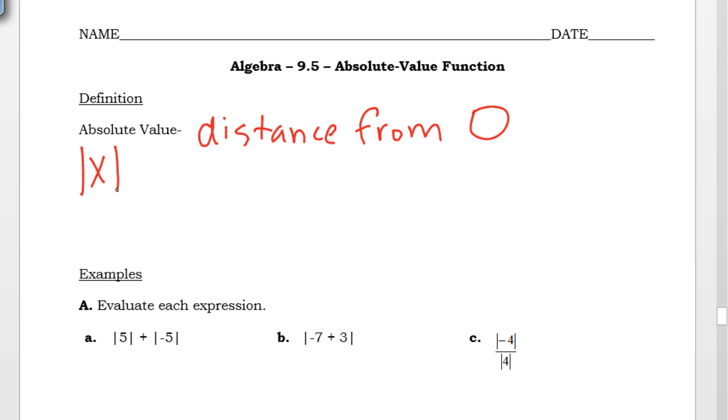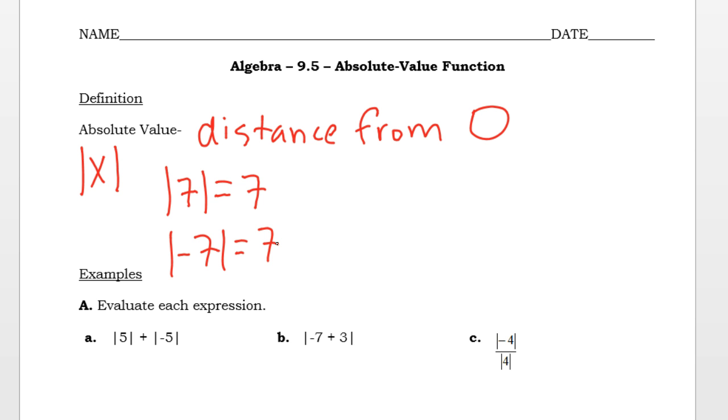If I asked you how far is 7 from 0, you would tell me that 7 is 7 units from 0. But if I asked you how far is negative 7 from 0, you would tell me again that negative 7 is 7 units from 0. We don't measure distances in negative. I mean, if you walk 5 feet forward and then you turn around and you walk 6 more feet, just because you change direction doesn't change the number of feet you walked. You might be 1 foot from your starting place, but you did walk a total of 11 feet.